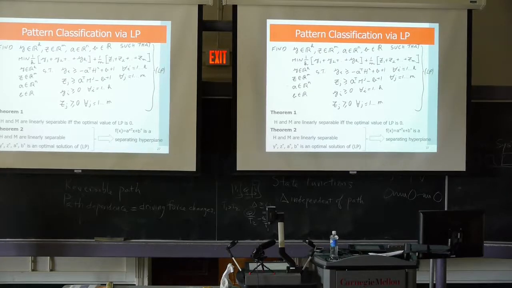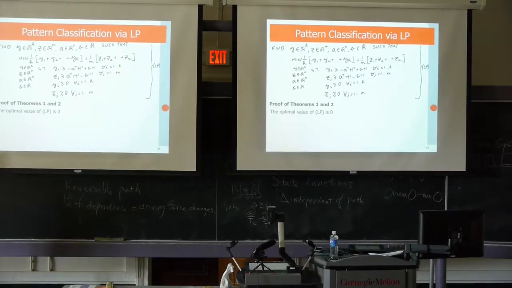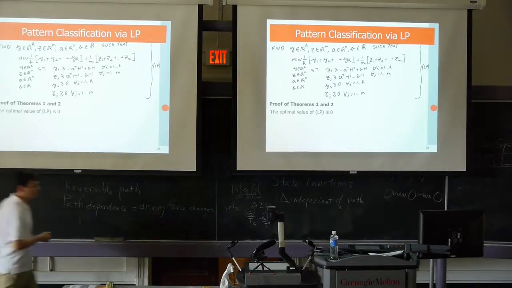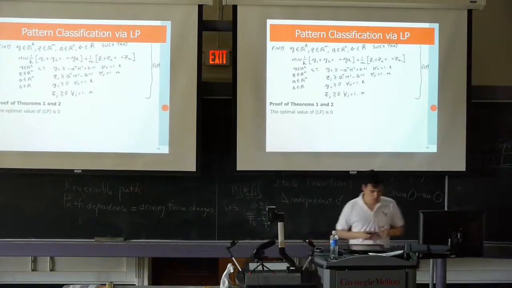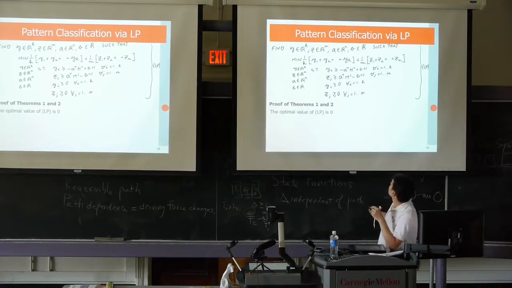So if they are linearly separable, we need to prove that then y star and z star are zero. So this is the linear program. You can see that y and z are always non-negative, so this cost function can never be negative, right? What happens when this cost function is zero?